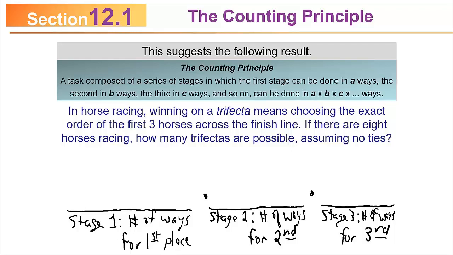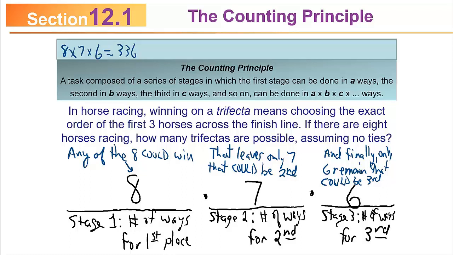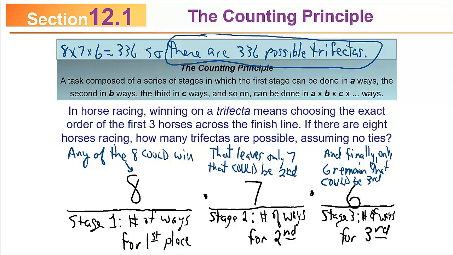So looking at the first stage, how many ways can you get a horse finishing first place? Well, there are 8 horses, so any of the 8 could theoretically win. However, if a horse wins first place, that horse can't also win second place, so that only leaves 7 horses that could possibly finish second. And using the same logic, if a horse wins first and a different horse wins second, neither of those 2 horses are available to also win third place, so there are only 6 horses left that could possibly finish in third place. So by the counting principle, there are 8 times 7 times 6, which is 336 possible trifectas. Again, you see the power of the counting principle.